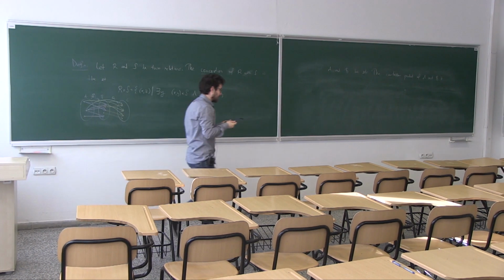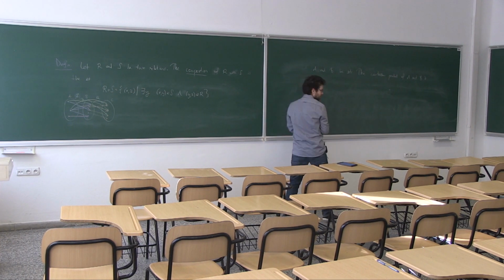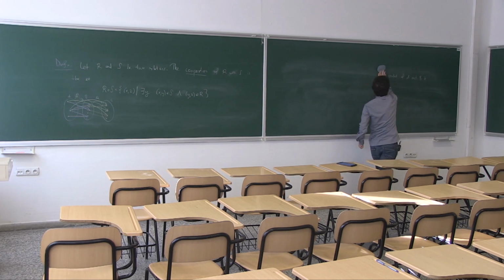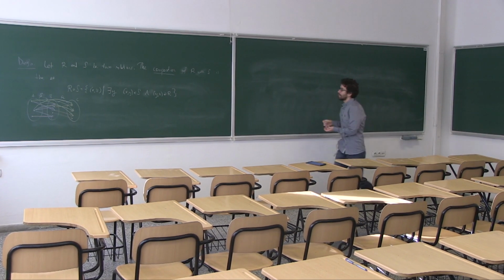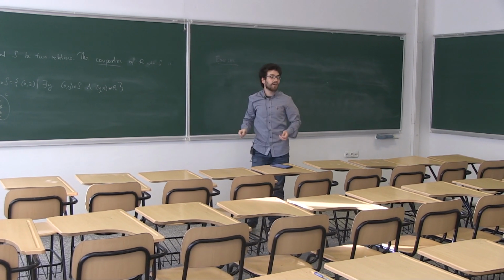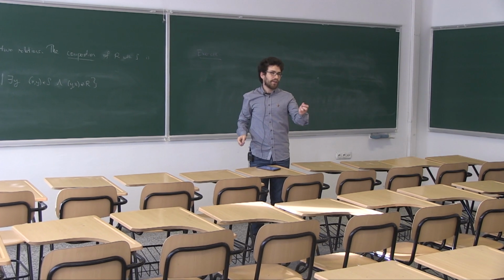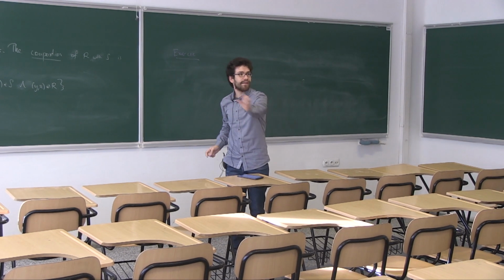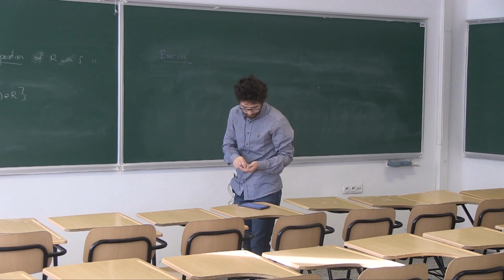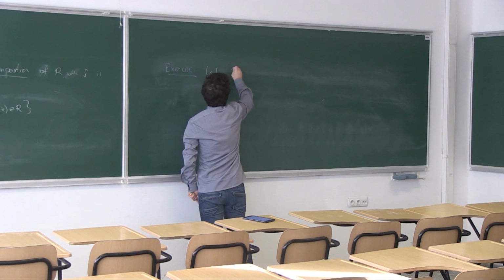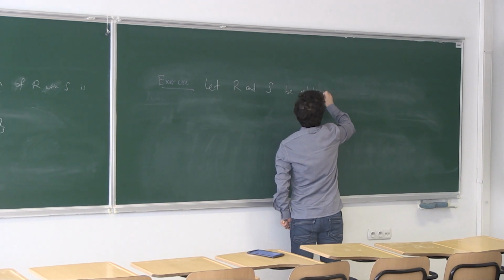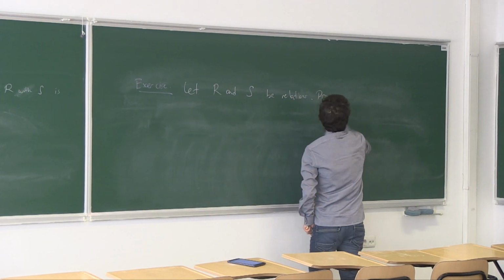So let me write down some exercises. Oh, I haven't finished erasing the board. When I define the notion of a function, I'll start with the following phrase. A function is a relation satisfying blah blah. There will be a property, and that will be the only difference. Okay? So let R and S be relations. Now, prove the following.